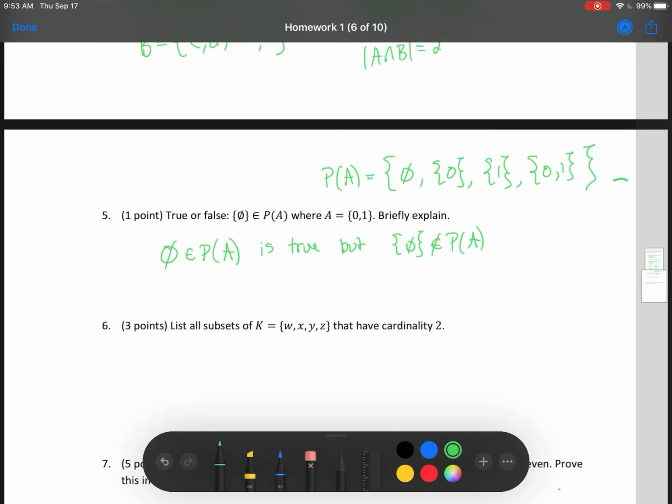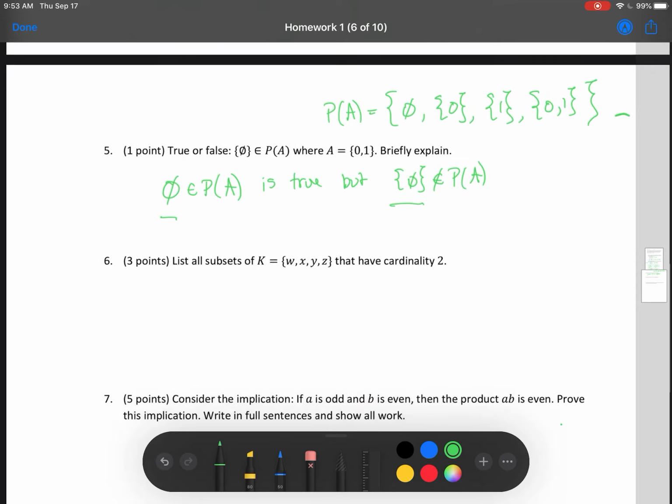All right. So I just wanted to draw attention to the fact that this is the empty set. This is a set with one element in it, that element being the empty set.